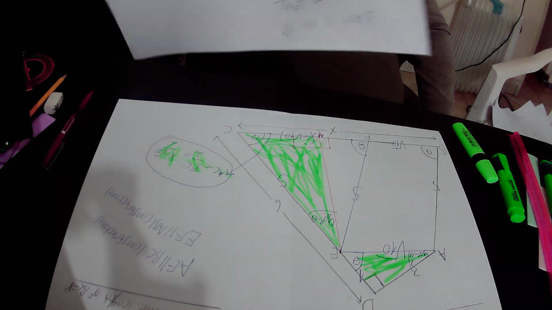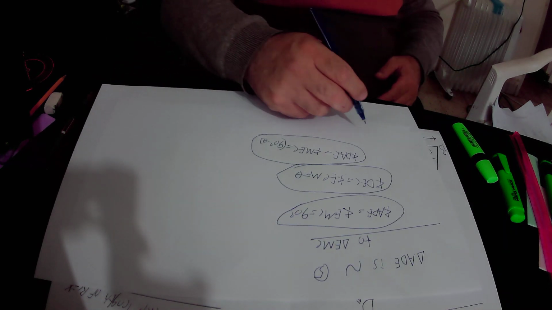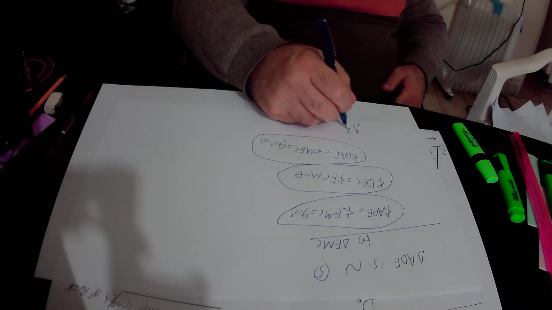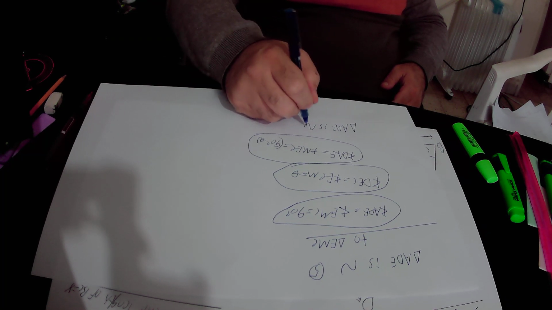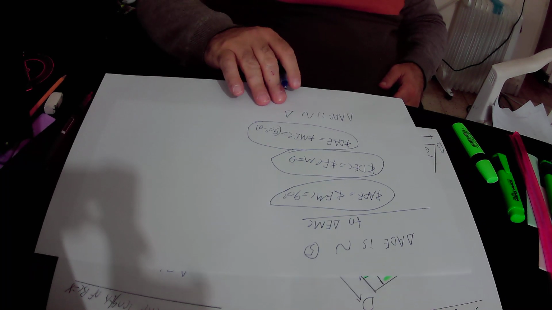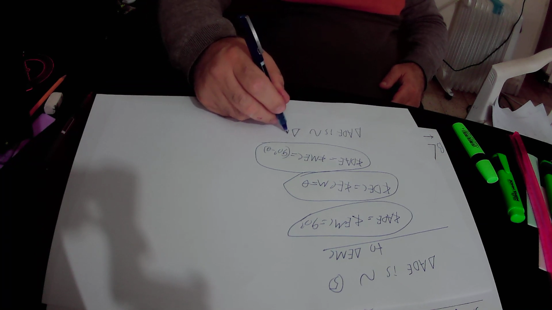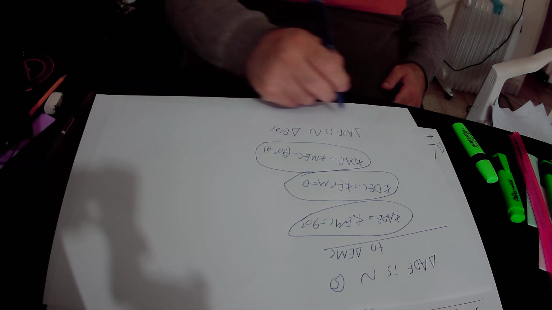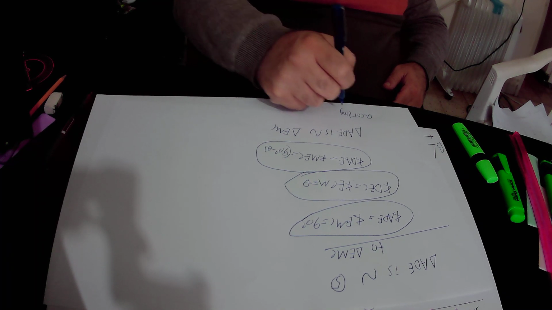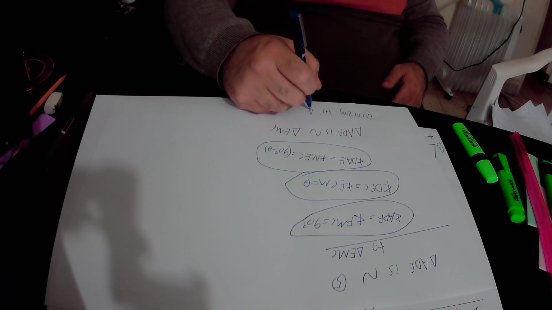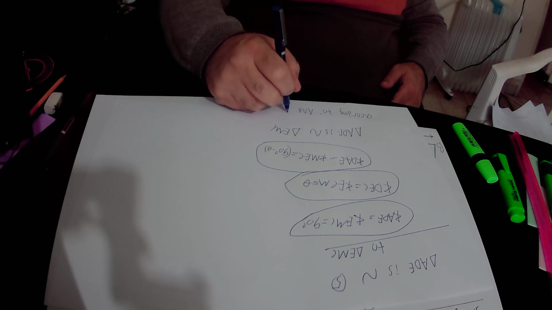I will write it down. Triangle ADE is similar to triangle EMC according to angle similarity rule.